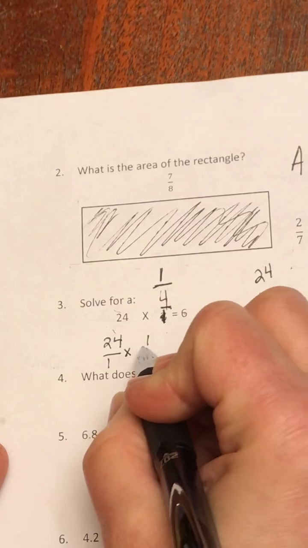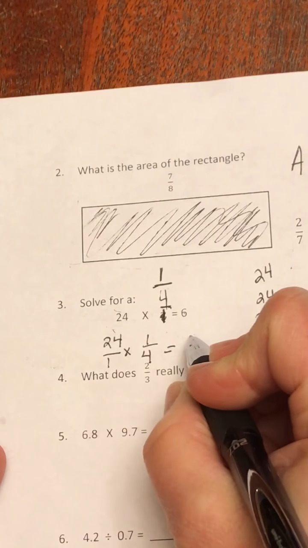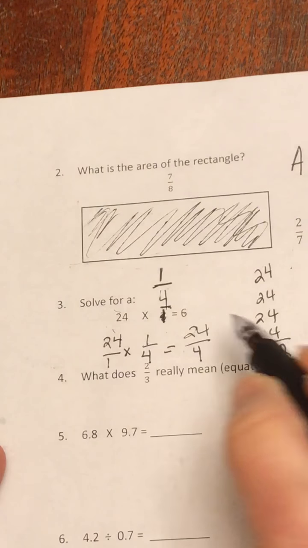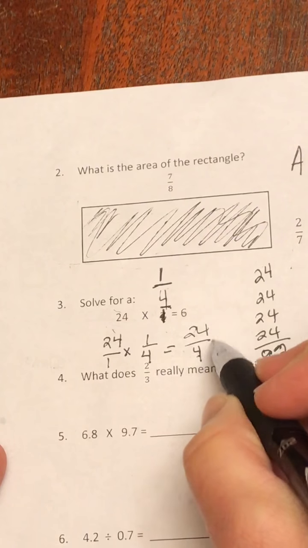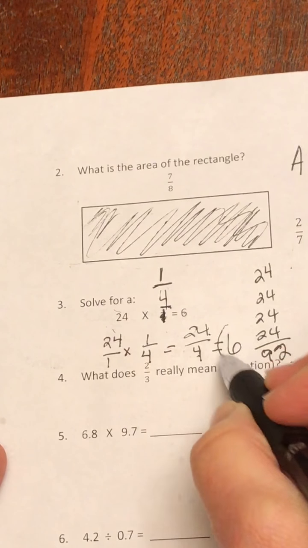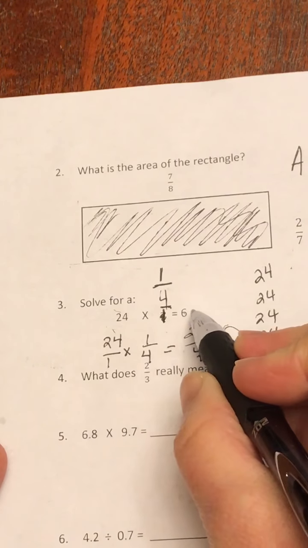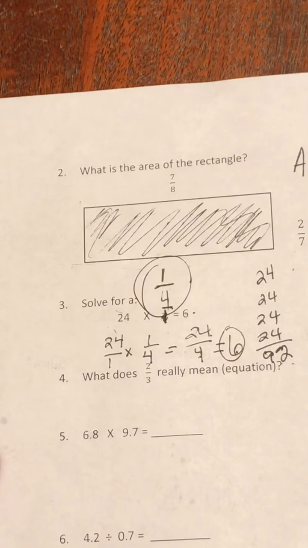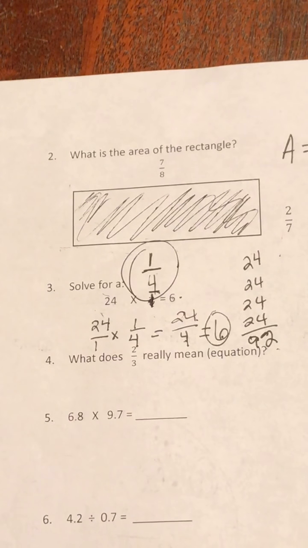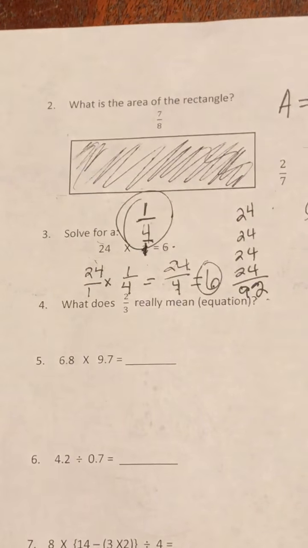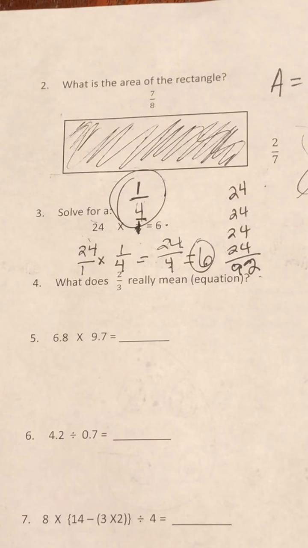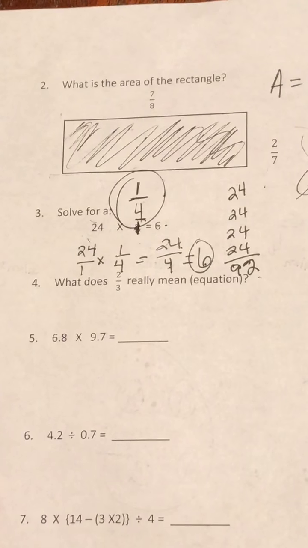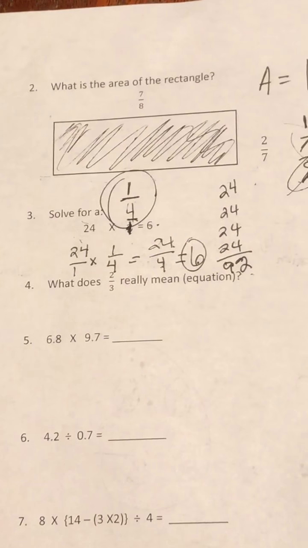24 over 1 times 1/4. I multiply straight across. I get 24 over 4. That's improper. So I say 4 goes into 24 6 times, which is my answer. So that means that it has to be a fraction, 1/4. So you just got to think. Sometimes we get so caught up in the math that we don't think about taking that extra step that a good mathematician takes and says, does that make sense?